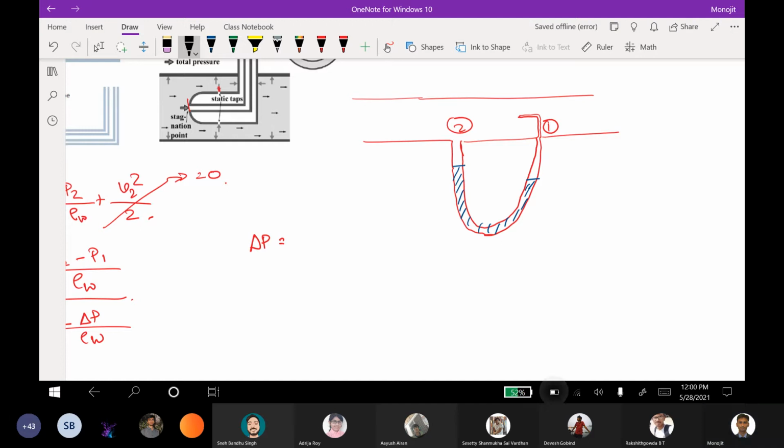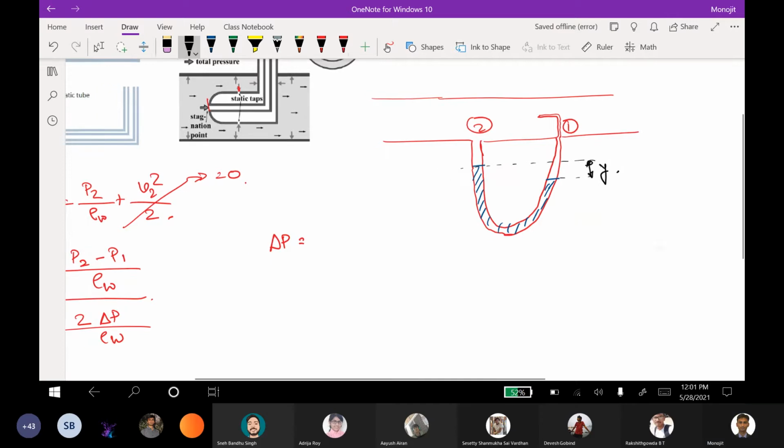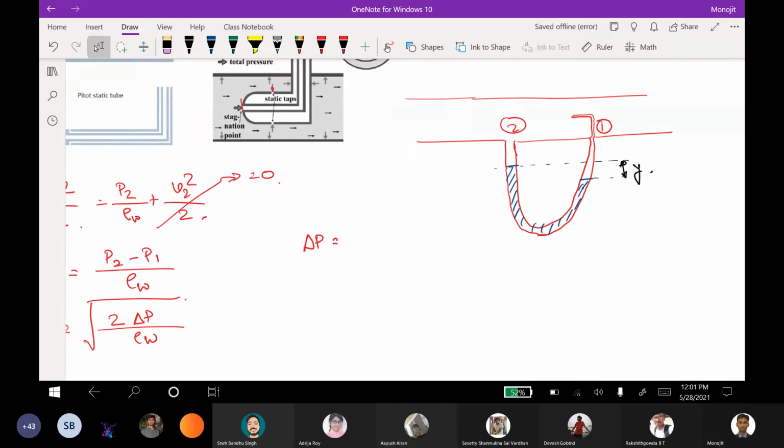Fine. And the height difference is y. Now how will I get delta P out of this y? Because this y is the only measurable quantity that you will get from the experiment. Rho gy.